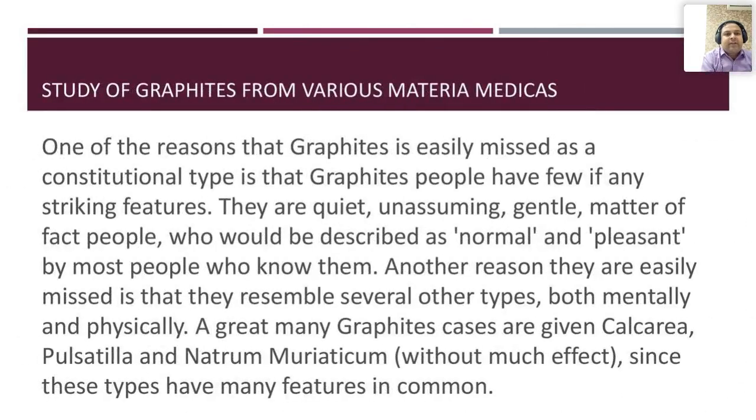One of the reasons that Graphitis is easily missed as a constitutional type is that Graphitis people have few striking features. They are quite unassuming, gentle, and matter of fact, and would be described as normal and pleasant, with very average intelligence, by most who know them. Another reason that they are easily missed is that they resemble several other types such as Calcarea, Pulsatilla, and Natrum muriaticum.